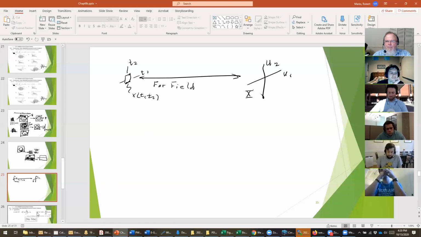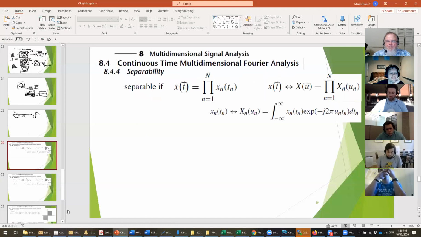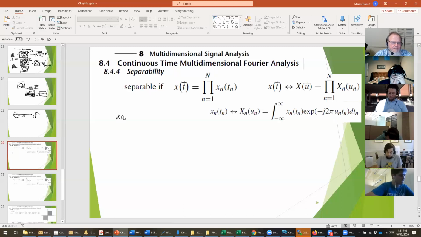If not, let's go to separability. Separability does not happen in one dimension. Now, what does separability mean? It means that the function can be written as the product of two functions, like pi of t1 times pi of t2.